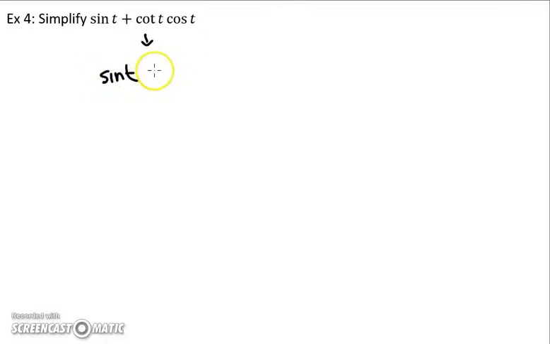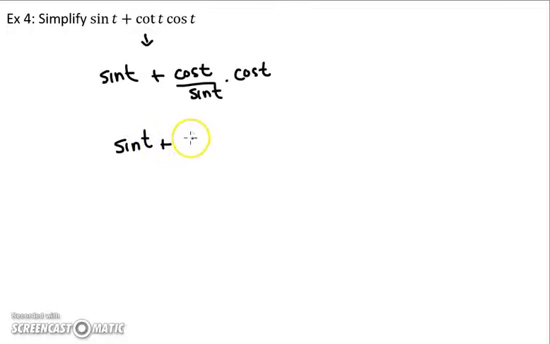So we can write that as sine of t plus cosine of t over sine of t times cosine of t. So cotangent equals cosine over sine. That's one of the things we have to have memorized. Now we can combine these things here. So we're going to be looking at sine of t plus cosine squared of t over sine of t. And that looks a little bit better. It might not because we have a fraction here, but to me it looks better because we went from sine, cotangent, cosine to just sine and cosine.